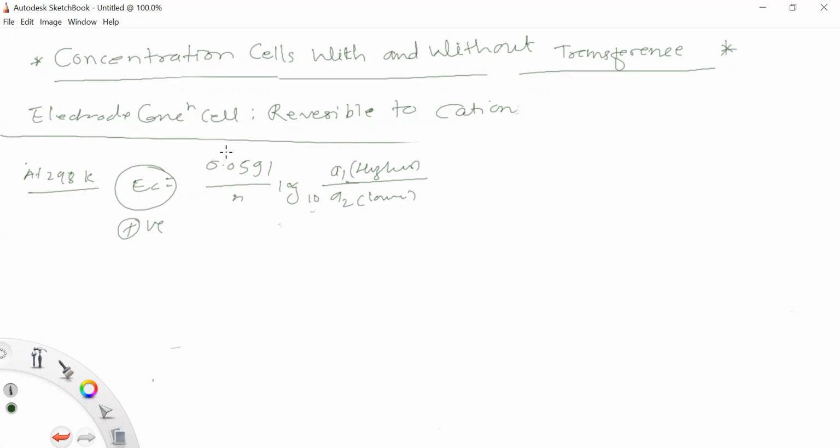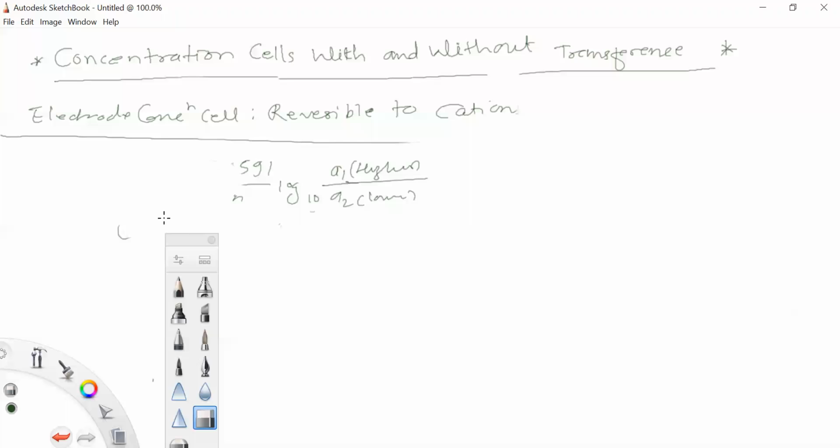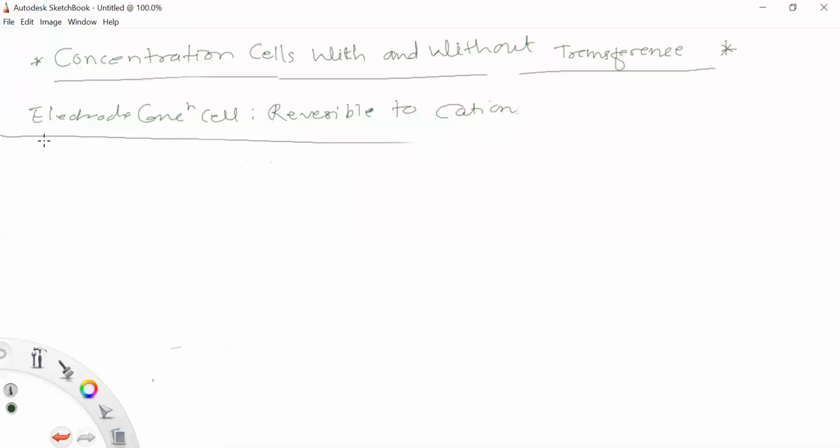Okay. So now consider the gas concentration cell. Until now we considered the amalgamated cell. Now we just consider the gas concentration cell. If it is the same cell but a gas concentration cell, then what is the EMF equation for this one? The same, reversible to cations, right?